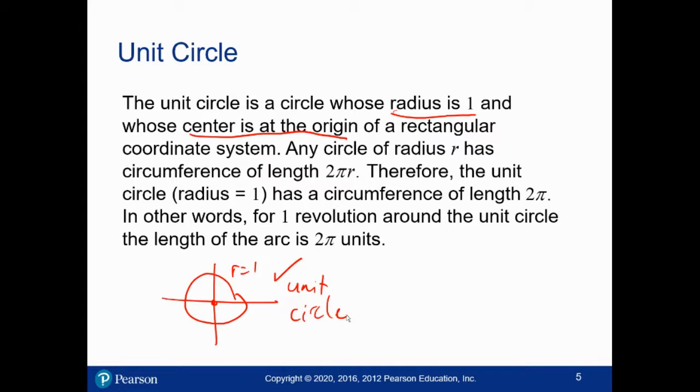Of all radii, what's the simplest? I guess 1 is a pretty normal number to use. Where's the easiest place to put the center? How about 0, 0? So this is like your basic reference circle. Notice that because the radius is 1, the circumference is 2 pi times the radius, so it's just 2 pi. So in order to go around the circle once, a point must go a distance of 2 pi.